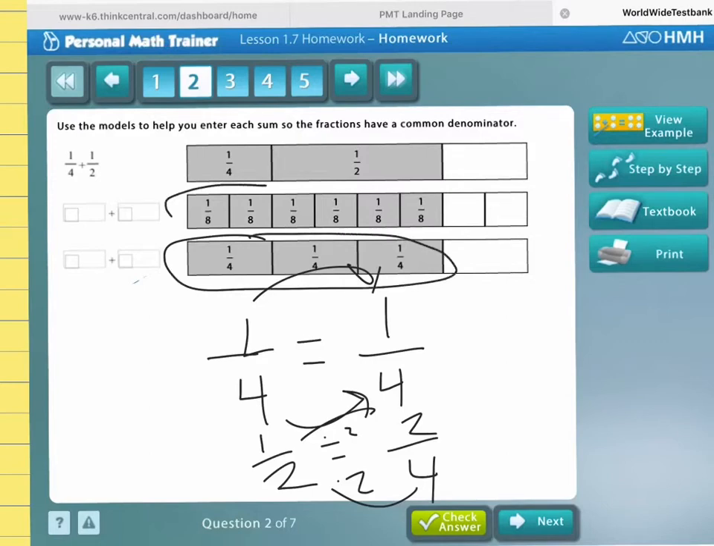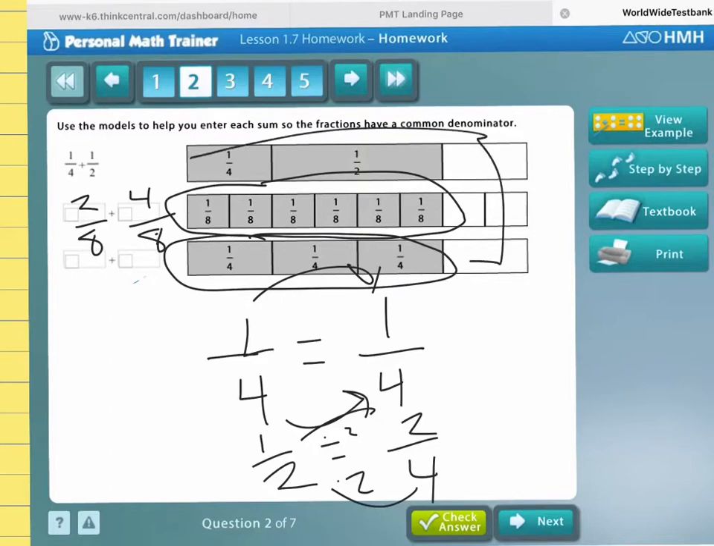Now in this model, they've changed them both into eighths. So 1/4 is equal to 2/8, and 1/2 is 4/8, and so you end up with 6/8. But 6/8 is the same as 3/4, so I'm not sure why they changed these into eighths first. They should have just gone directly and changed them into fourths, because that's the lowest common denominator. Regardless, the answer is going to be 3/4, the sum.